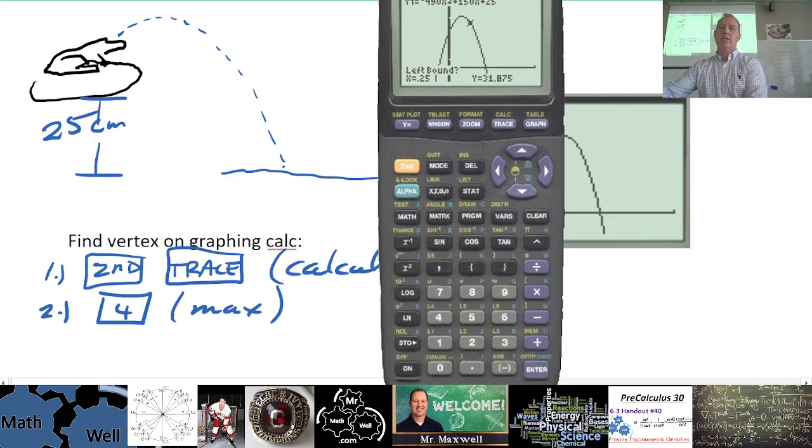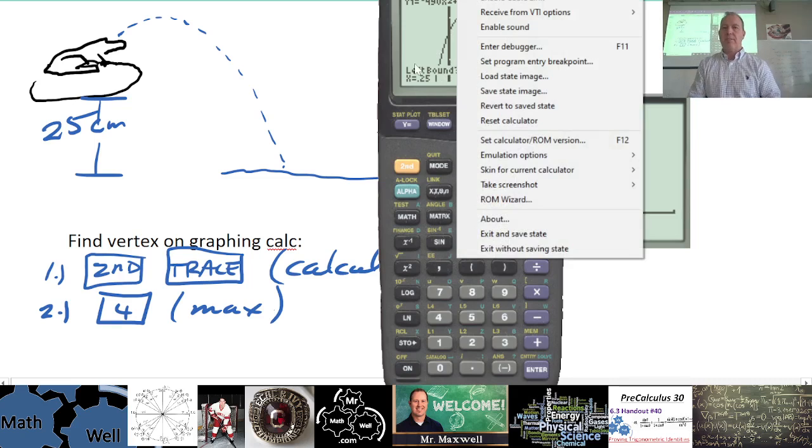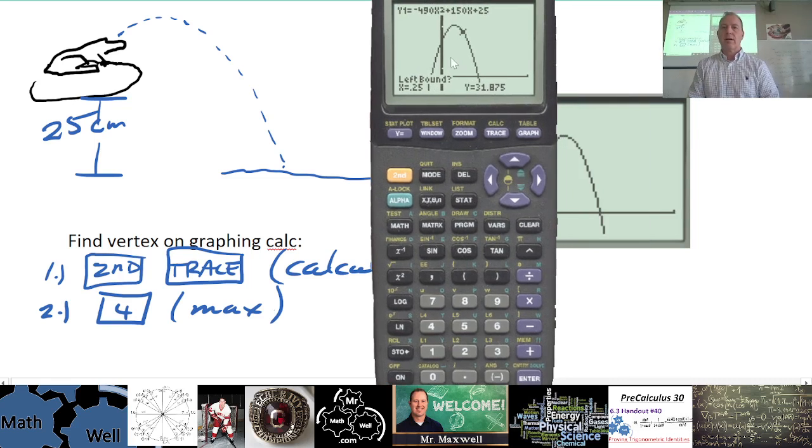Okay, now here's where it gets a little tricky. Not too difficult, but the calculator will ask you, is this my left boundary? You see how it says left bound there? We have to push the arrow cursor left to get this blinking cursor to the left of the vertex. So anywhere over here, it doesn't matter exactly where, anywhere to the left of the vertex, now you hit enter.